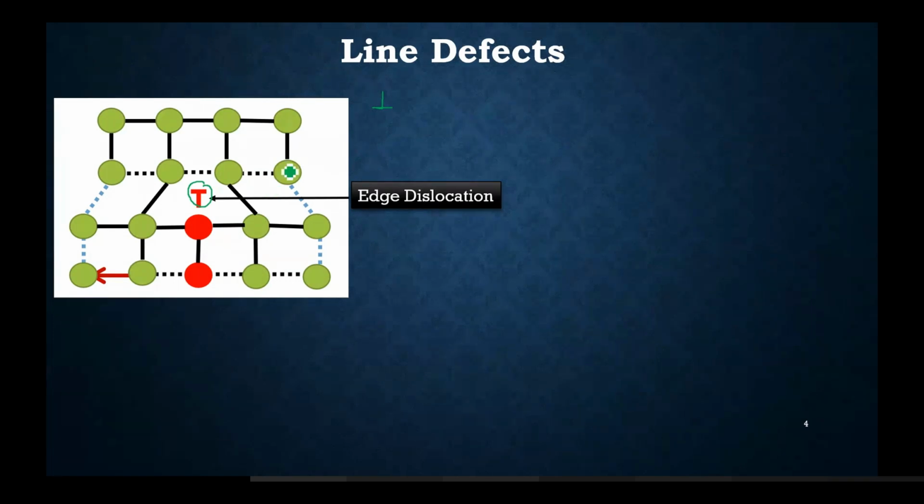When would this sign be in a normal T notation? When the extra half plane is inserted from the bottom and it ends up here, you'll have it as a regular T. If the extra half plane had been inserted from this side, you would have the inverted T sign for the edge dislocation. So the location from where the plane is inserted would define how the sign of edge dislocation is presented. All right.